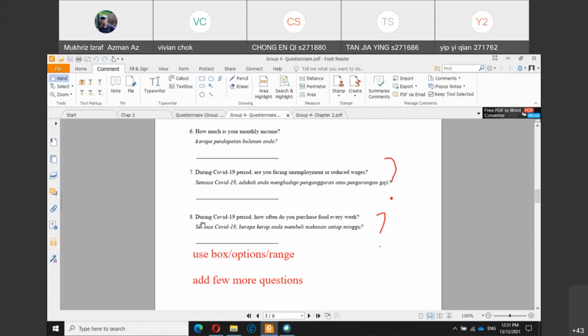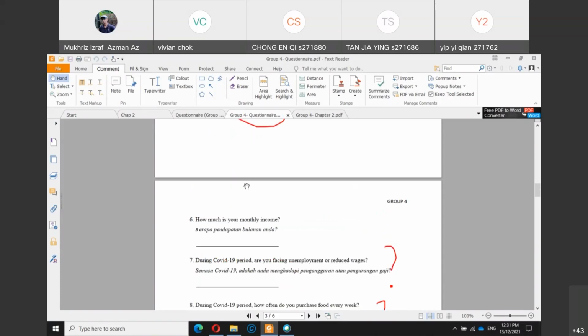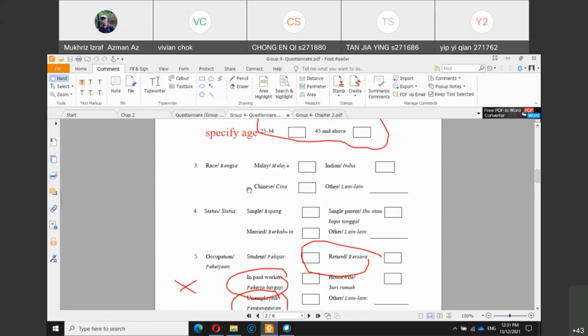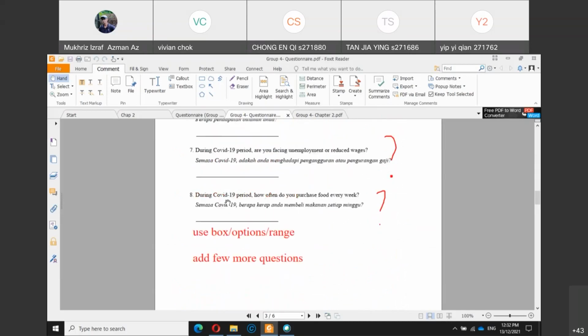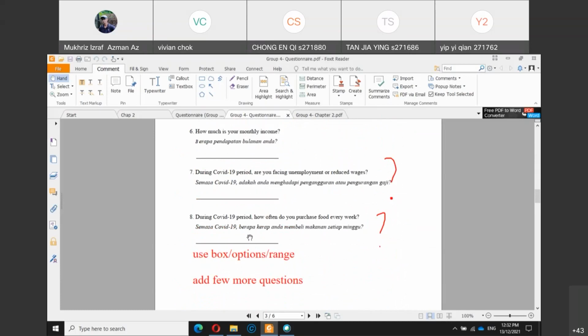Okay, question 6, 7, 8, did you get them from the same thesis or you just campur-campur? The number 8 is not the same thesis. So itulah masalah tu, when you all combine, the flow is broken. This question you ask about demography, and then here you ask whether you face unemployment, and suddenly you ask how often do you purchase food every week. So what is the relevance of this question to the previous one?